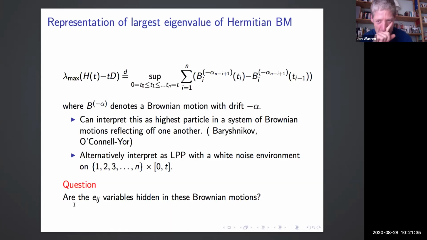Anyway, my claim is that somehow what's going on here is a bit between these two extremes. You can't find the EIJs in the BIs, or I couldn't, but you can try to relate what's going on on the two sides of this identity in law in a bit more of an interesting way than just saying it's a fluke. Right.